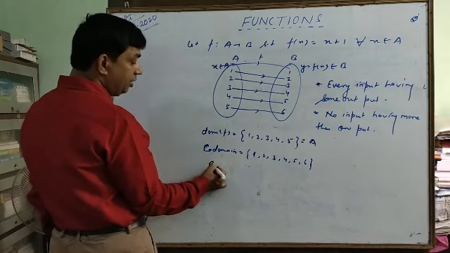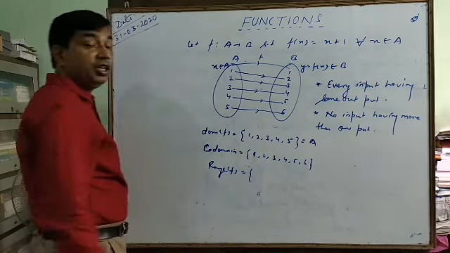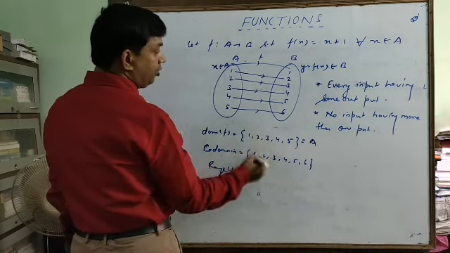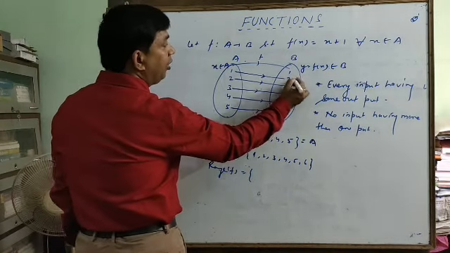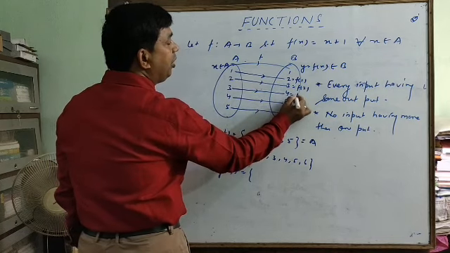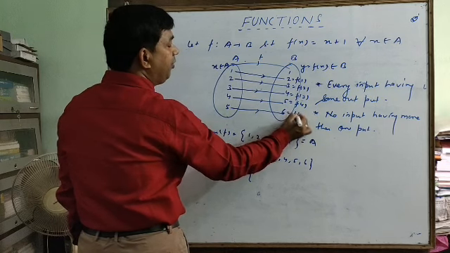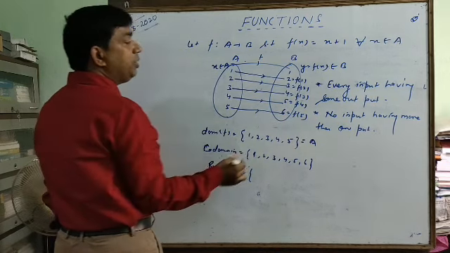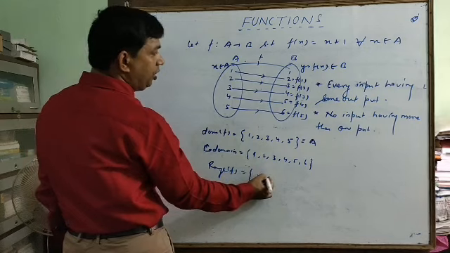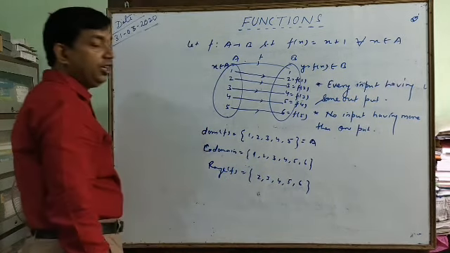But what about range? It is very important. Range is the collection of images. Collection of images means, this is called f of 1, this is called f of 2, this is called f of 3, this is called f of 4, this is called f of 5. So all the images, the collection of images like 2, 3, 4, 5, 6, this is called range.